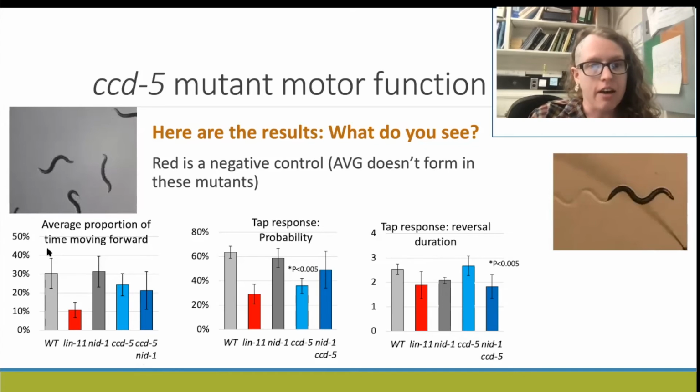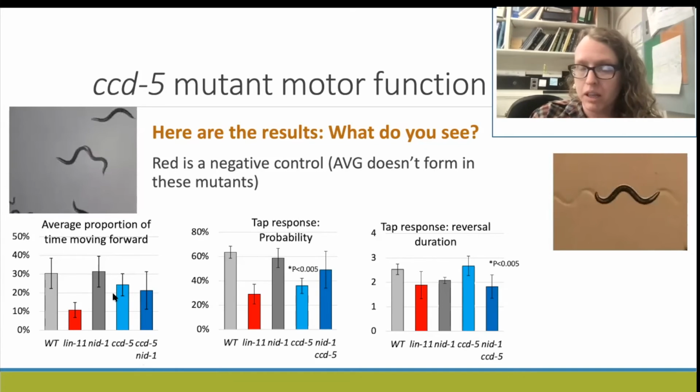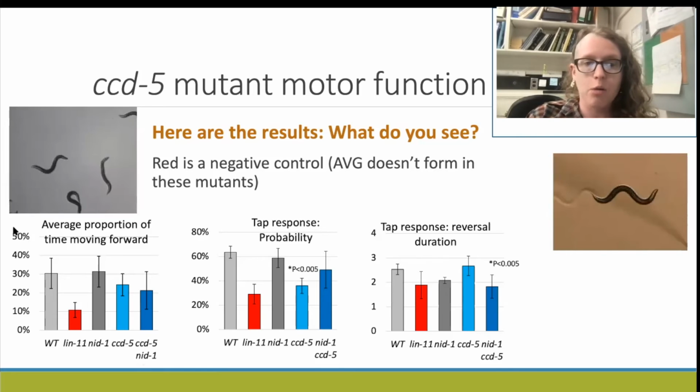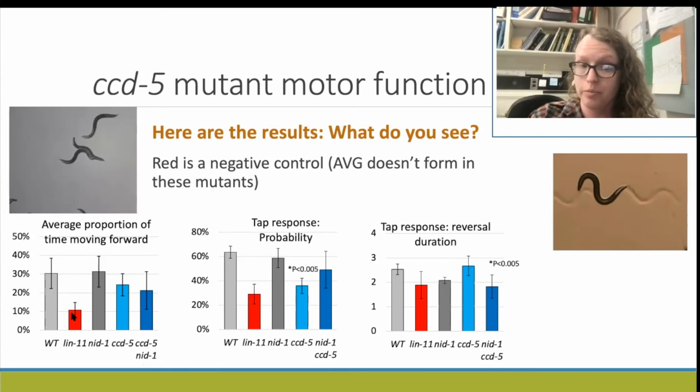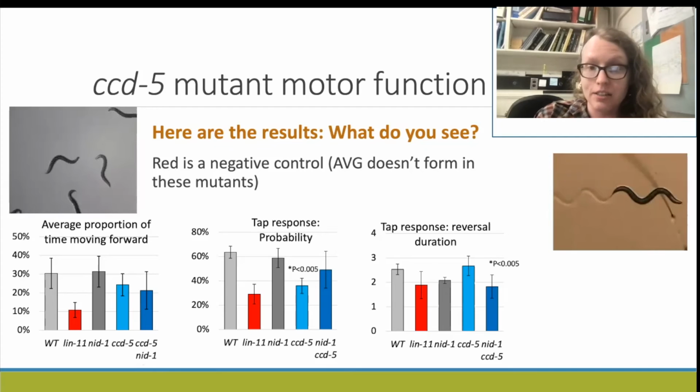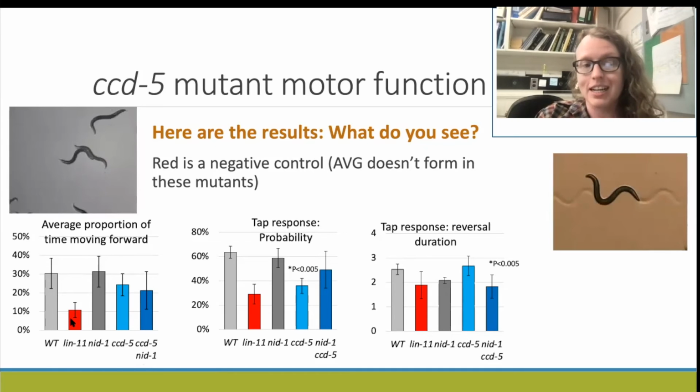This is that free moving plate, and this is just how much time they spend moving forward. So wild type spends 30% of its time moving forward. Lin11 spends 10% of its time moving forward. And significant difference happens when these error bars do not overlap. So Lin11 is spending significantly less time moving forward.